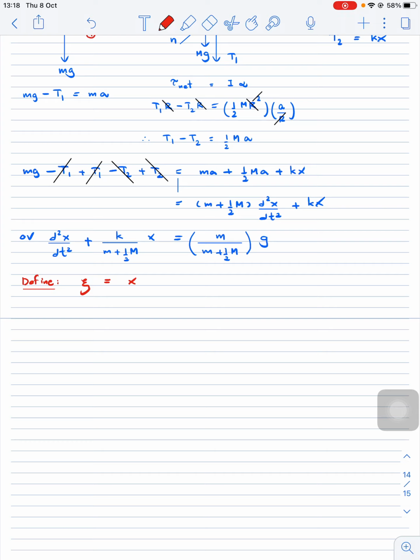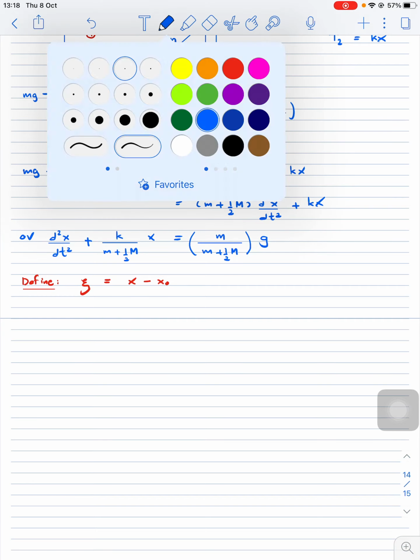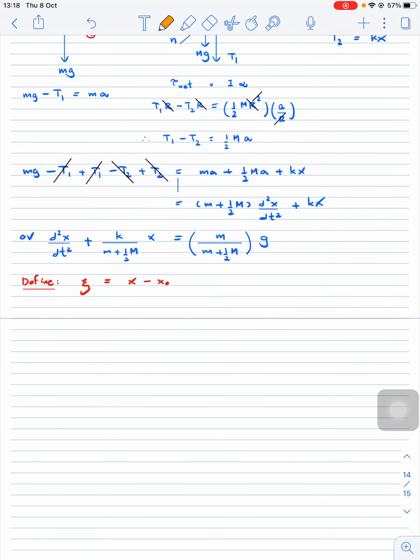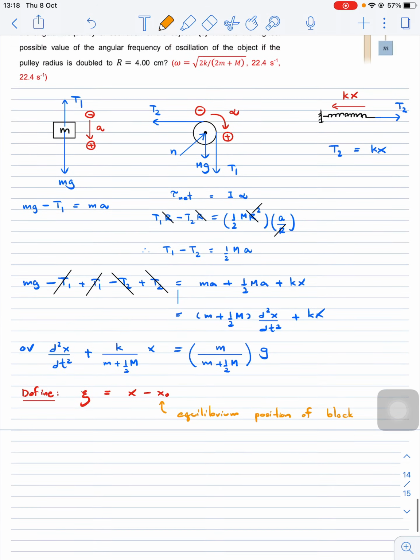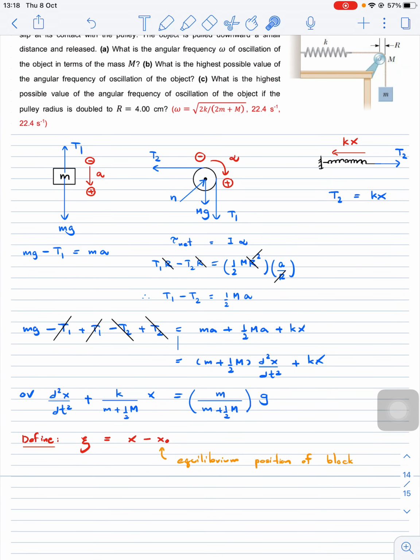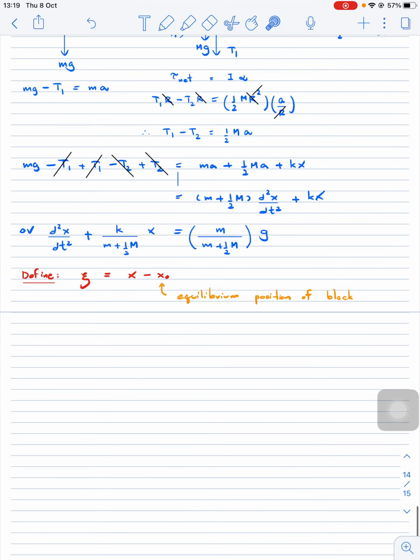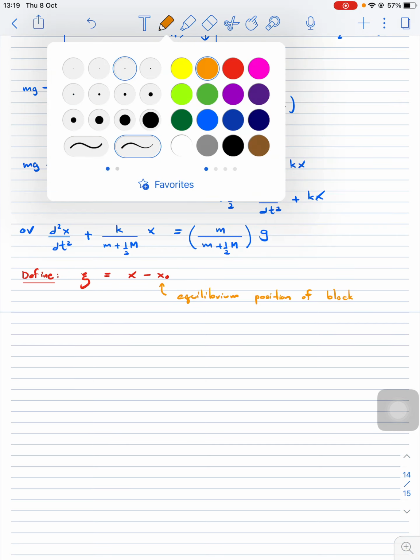X, and then minus some x naught, where this x naught is going to be the equilibrium position of the block. Right now we don't know the equilibrium position of the block yet. So let's say that this variable is equal to x minus x naught.